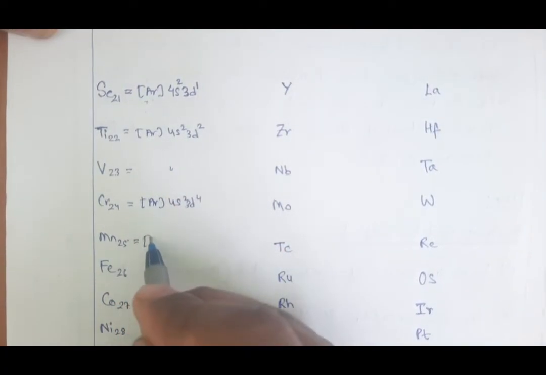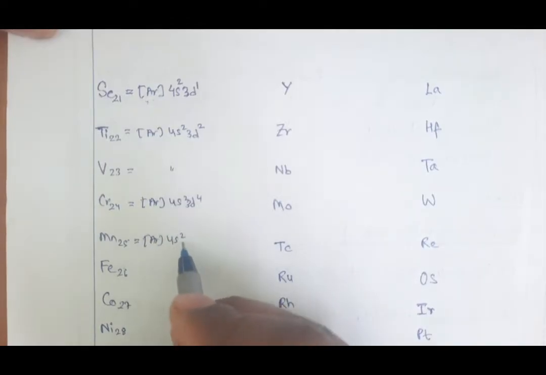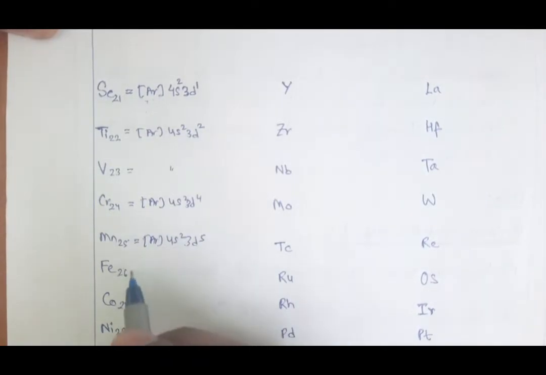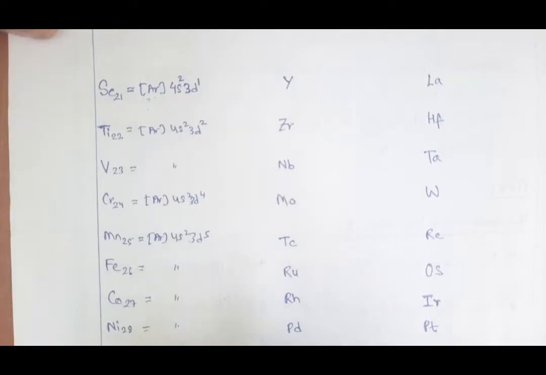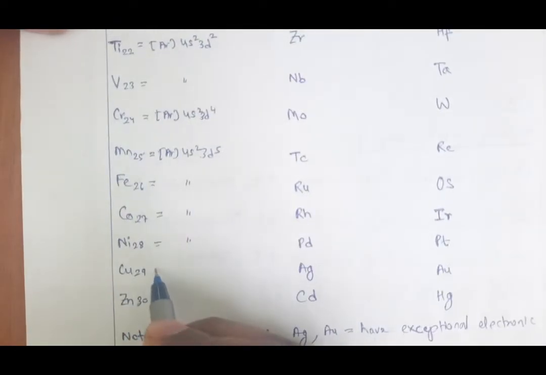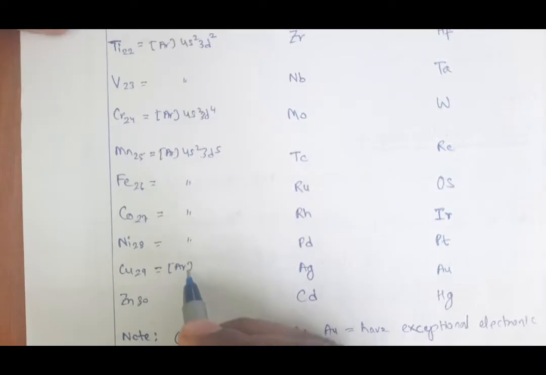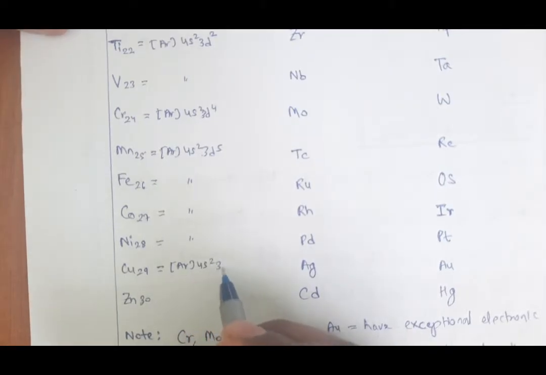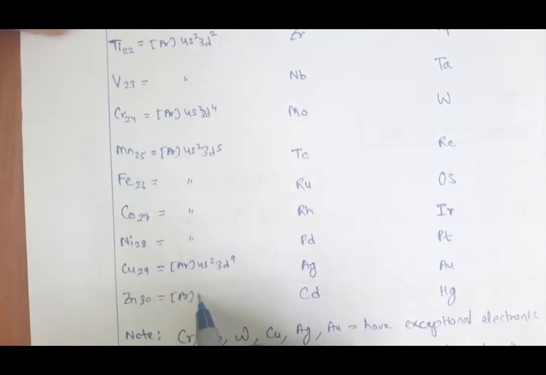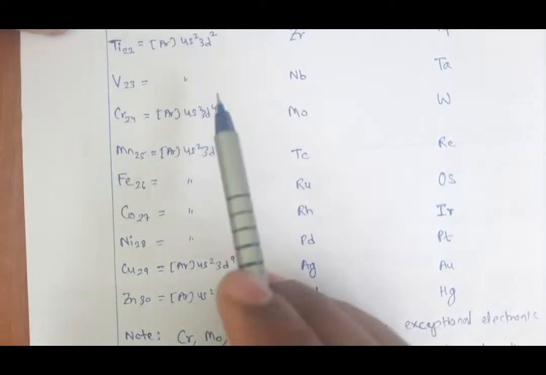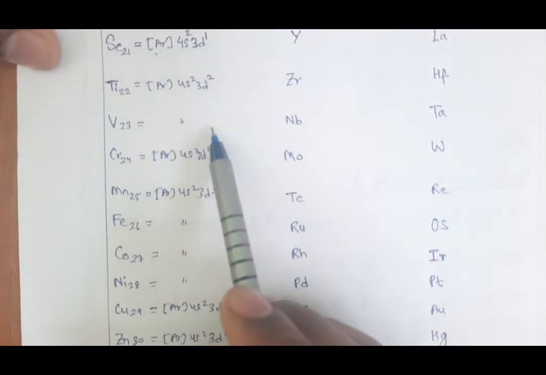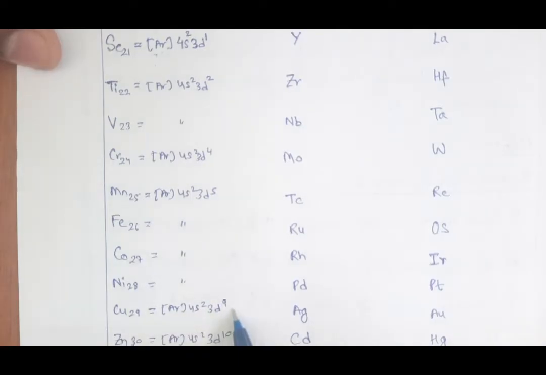Then here it will be argon 4s2, 3d5. Now if you do for the next, it will be 3d6. Then it will become 3d7, then 3d8. Now when you go to copper, it will become argon 4s2, 3d9. And finally when you go to zinc, it will become argon 4s2, 3d10. So if you see here, argon is common in all, 4s2 is common in all. But d I started filling from d1, d2, d3, d4, d5, d6, d7, d8, d9, d10.